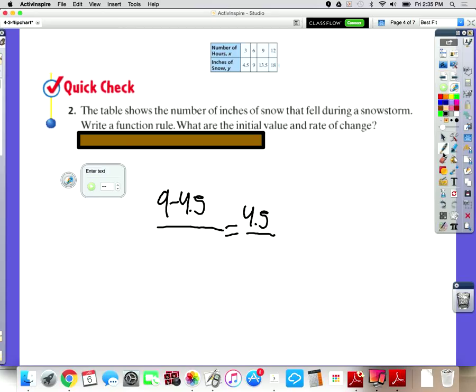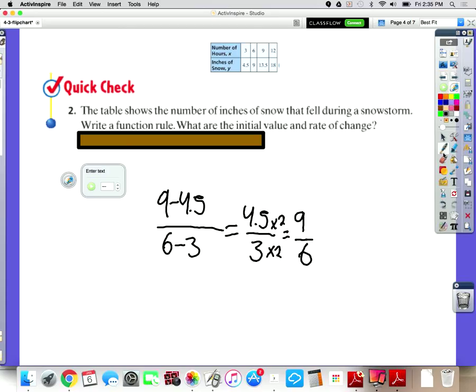Over the x's, which would be 6 minus 3. And what's 6 minus 3? 3. Now those are not whole numbers, so I need them to be whole numbers. Let's just multiply them both by 2, because that's going to give me 2 whole numbers. 4.5 times 2 is 9, and 3 times 2 is 6.